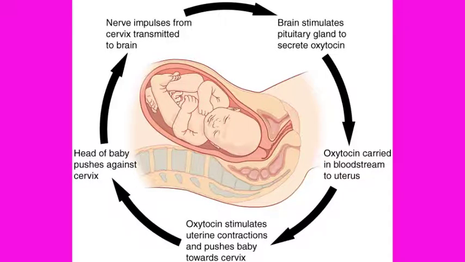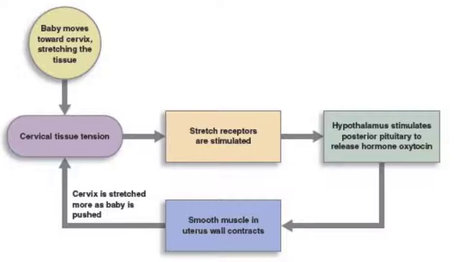stretch-sensitive nerve cells that monitor the degree of stretching, which are the sensors. These nerve cells send messages to the brain, which in return causes the pituitary gland at the base of the brain to release the hormone oxytocin into the bloodstream. So this hormone oxytocin causes stronger contraction of the smooth muscles in the uterus, which are the effectors, pushing the baby farther down the birth canal.